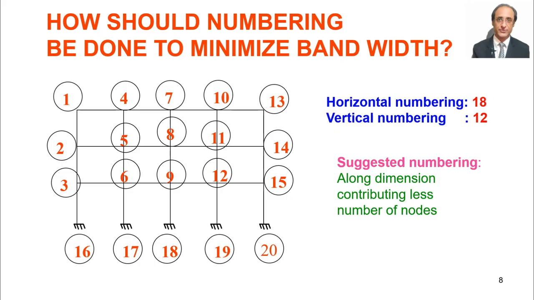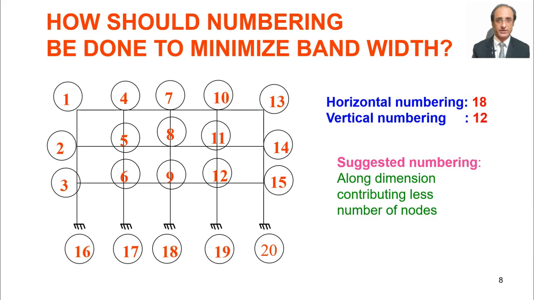So like here we have seen, if we do horizontal numbering, bandwidth is 18, do vertical numbering, bandwidth is 12. So our numbering does make difference. Internally, in the way the parameters are saved and used, it does make difference.